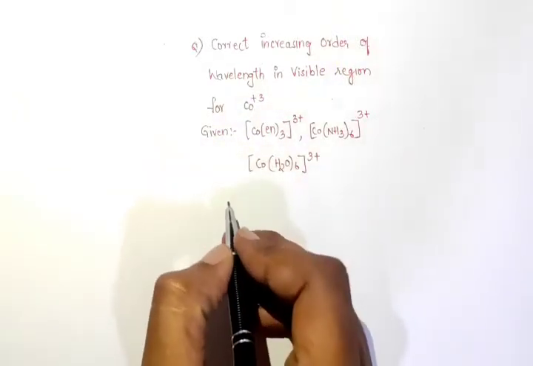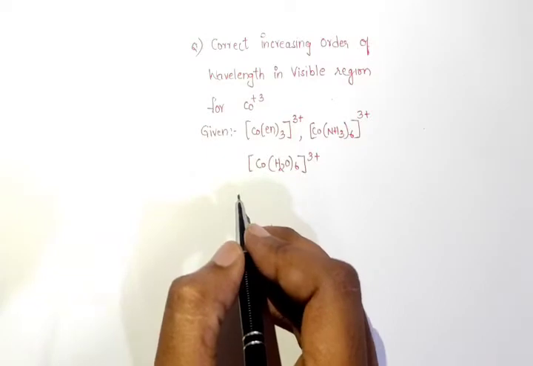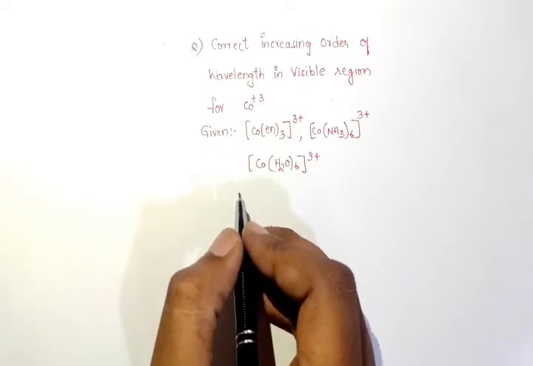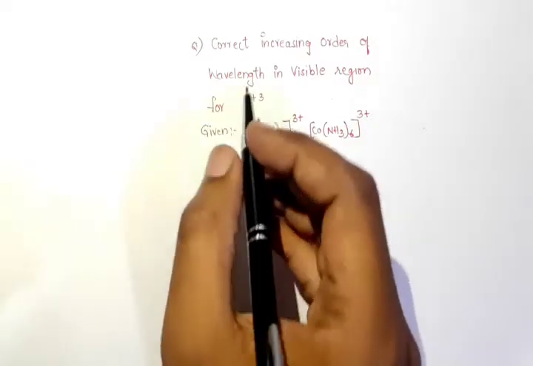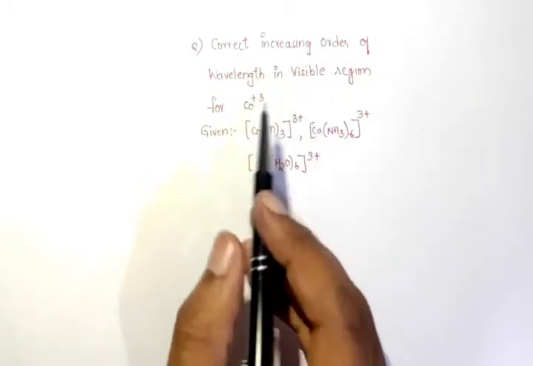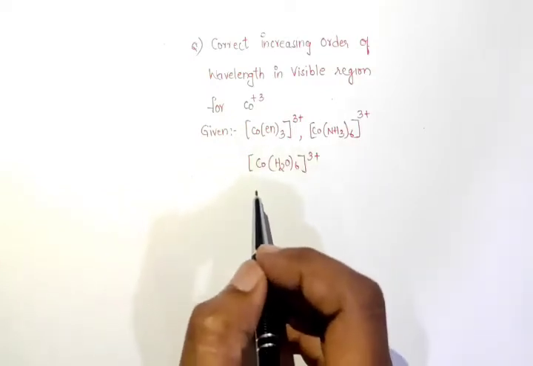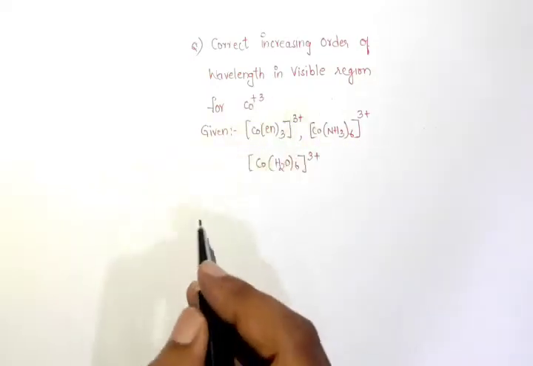Welcome everybody. In this video we are going to solve problems regarding coordination chemistry. The question asks for the correct increasing order of wavelength in the visible region for cobalt plus 3 complexes. They have given 3 complexes, and we have to predict the wavelength in the visible region.